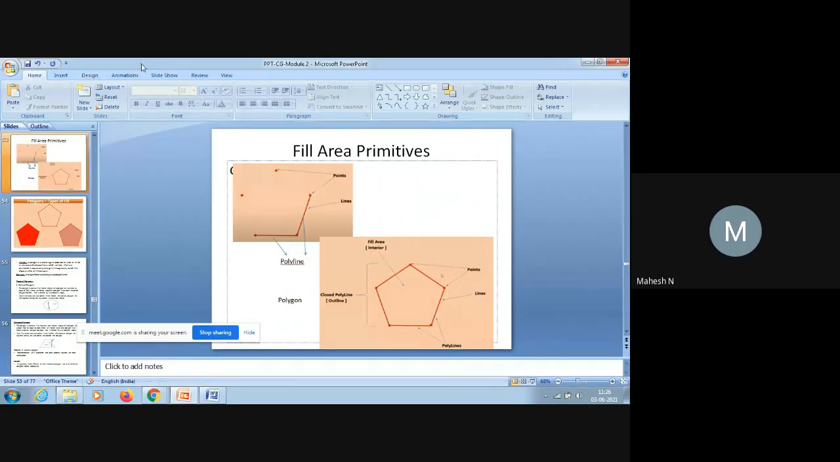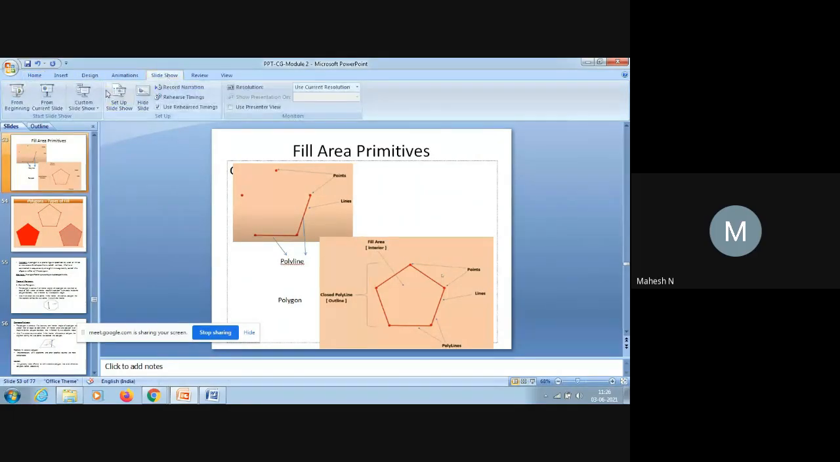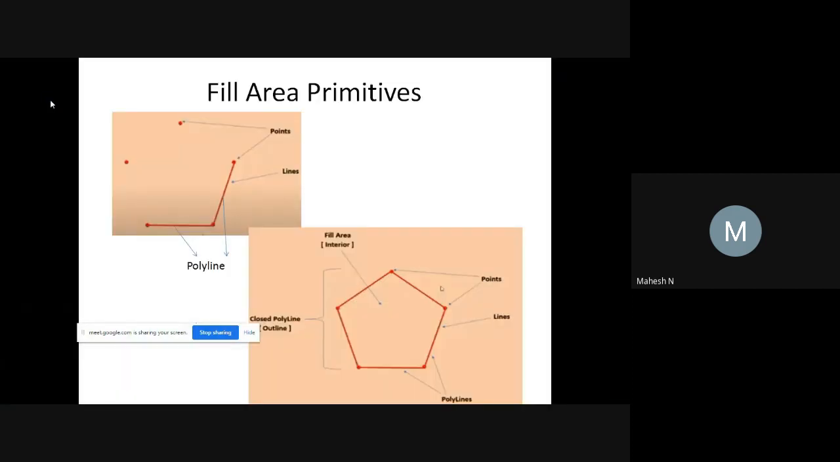So, we were talking about fill area primitives. What we will be trying to do here is, I will have an object, and I need to fill the area. That is my intention here. Whenever I need to fill the area, there are three things I explained to you.